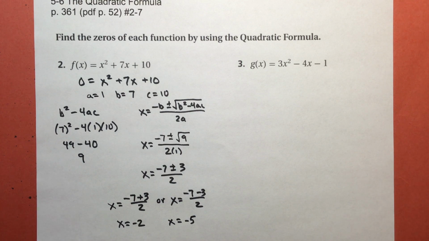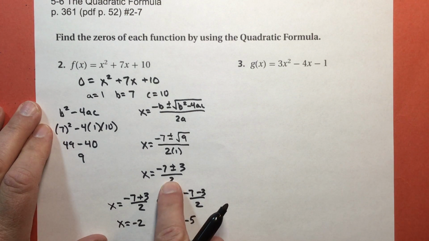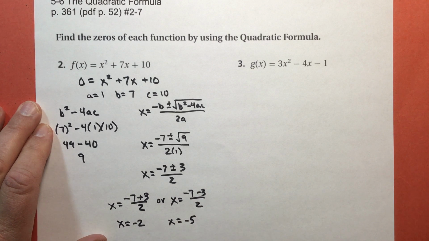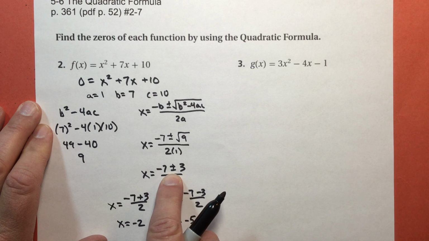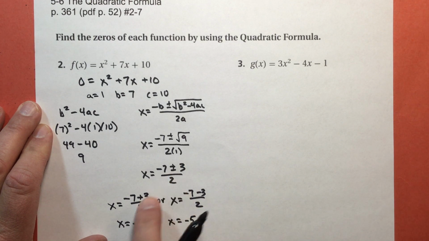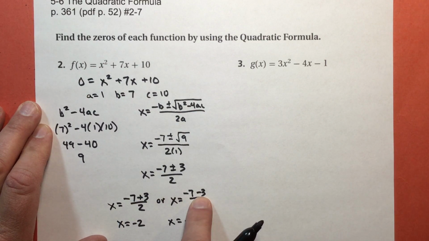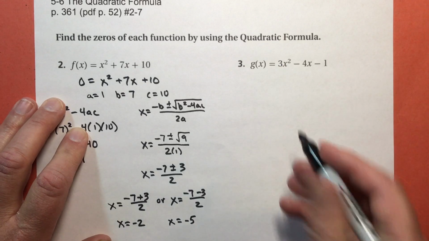All right. So don't stop there. Keep working it until you get the most simplified form of the solution. Don't forget that the plus or minus means I get 2 solutions, or in this case, 2 zeros. One with a plus sign, one with a minus sign. Let's do the next one.